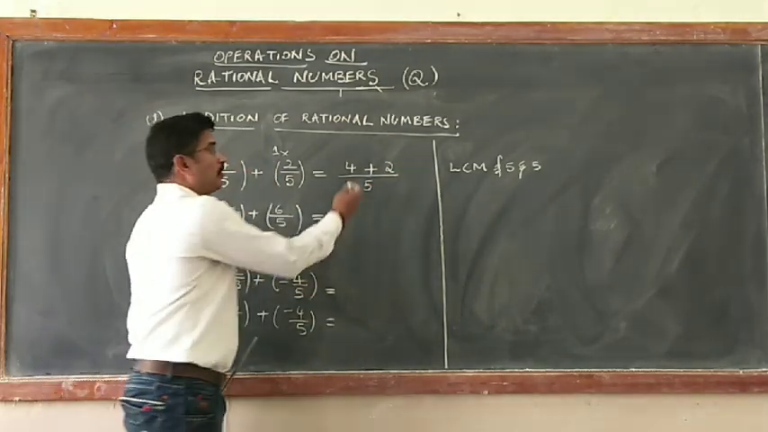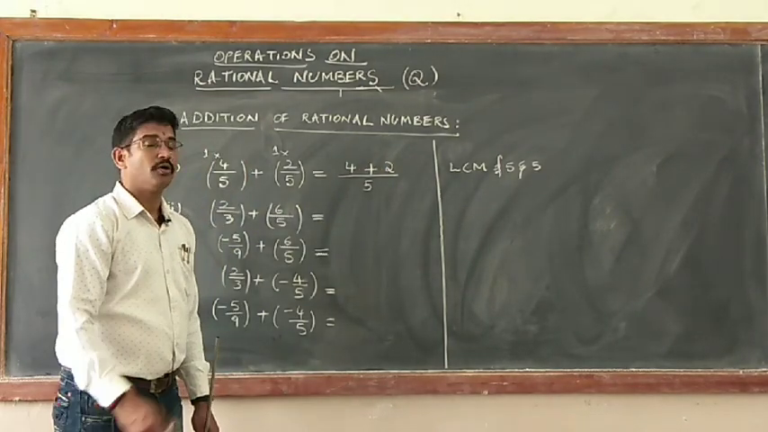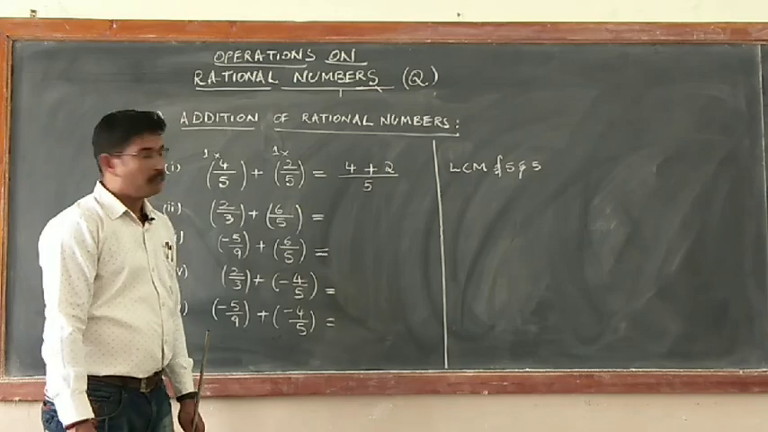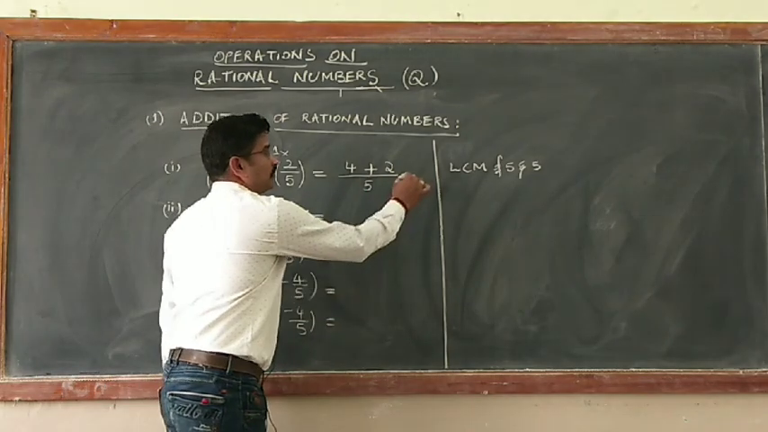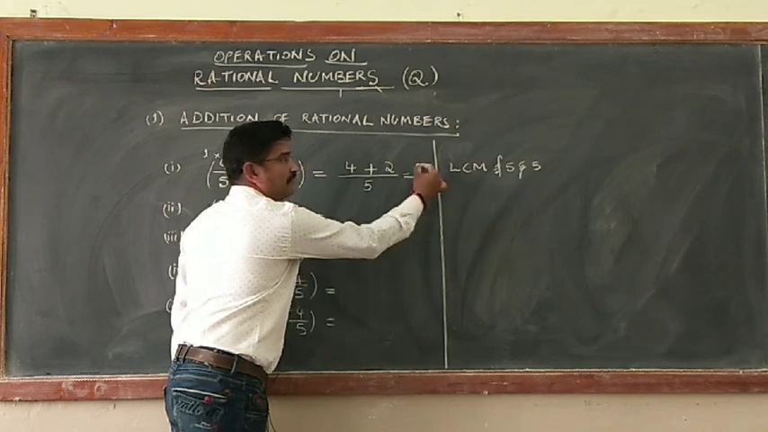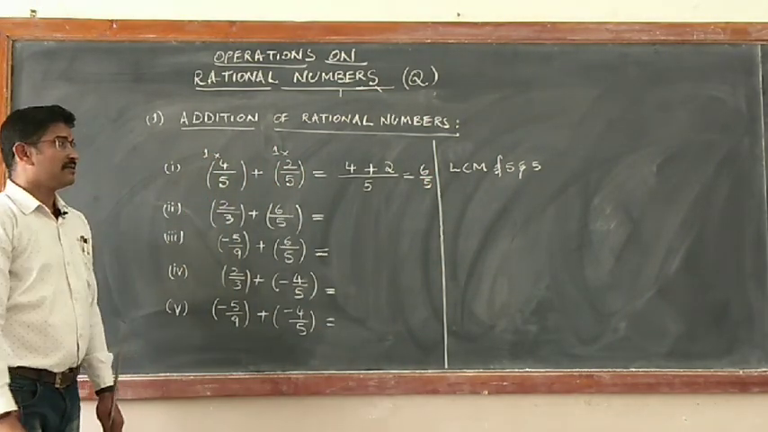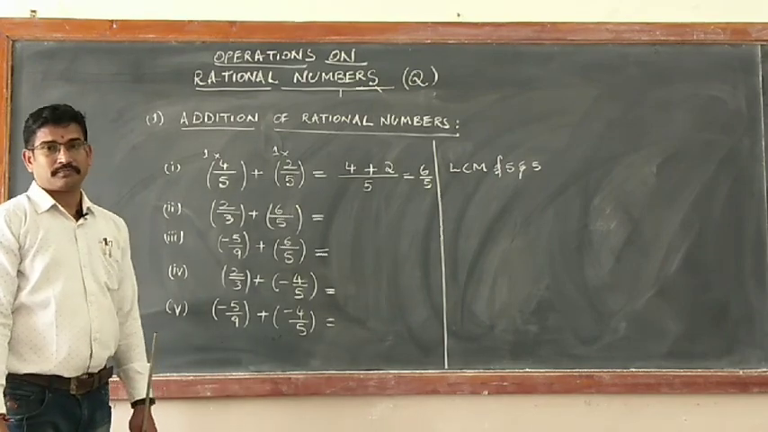Now, you know how to add natural numbers, you know how to add integers also. The sum of 4 and 2 is 6. So, the result of addition of these two rational numbers is 6 upon 5.